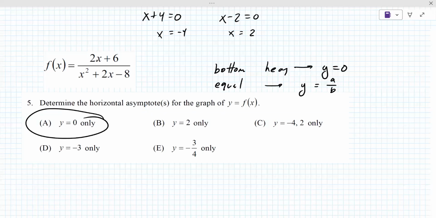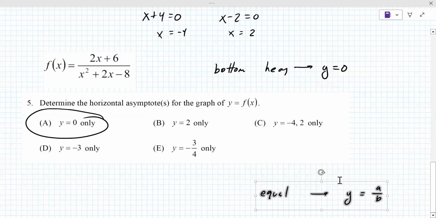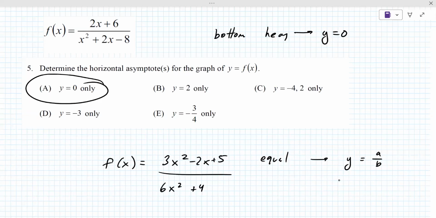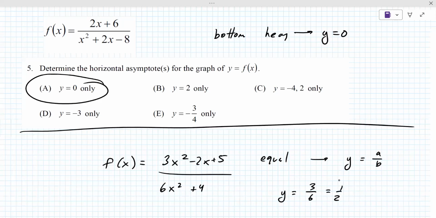Maybe I should have saved this for another problem. Let me give you one here. Let's say it was f of x equals 3x squared minus 2x plus 5 over 6x squared plus 4. This would be 3 over 6 for the horizontal asymptote, because the top and bottom heaviness are the same.